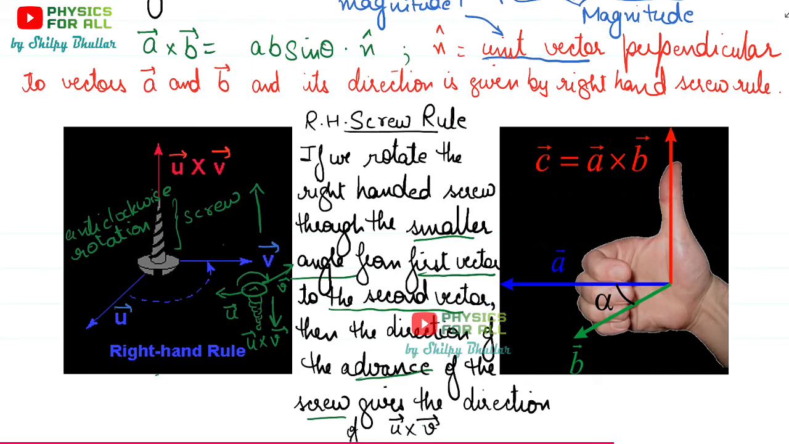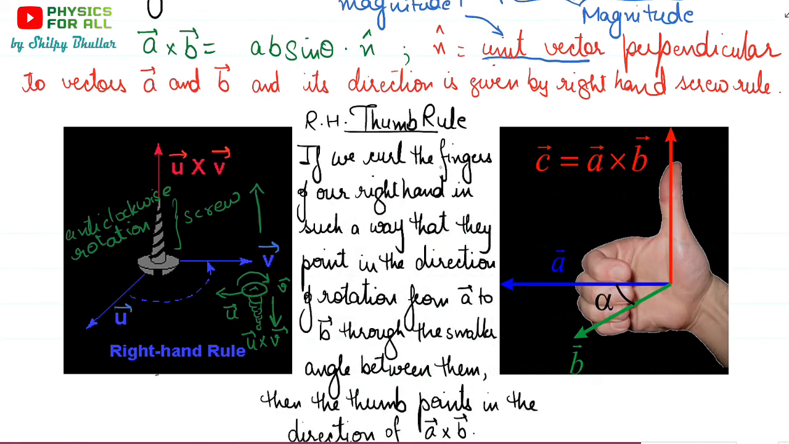If you are rotating it anti-clockwise, that means you are going from u to v. See, here we are going from u to v, which simply means anti-clockwise direction. So the screw will definitely advance upwards. And in the other diagram, if we move from u to v, that means we are rotating it in clockwise direction, then definitely it will go downwards. So this is the right hand screw rule.